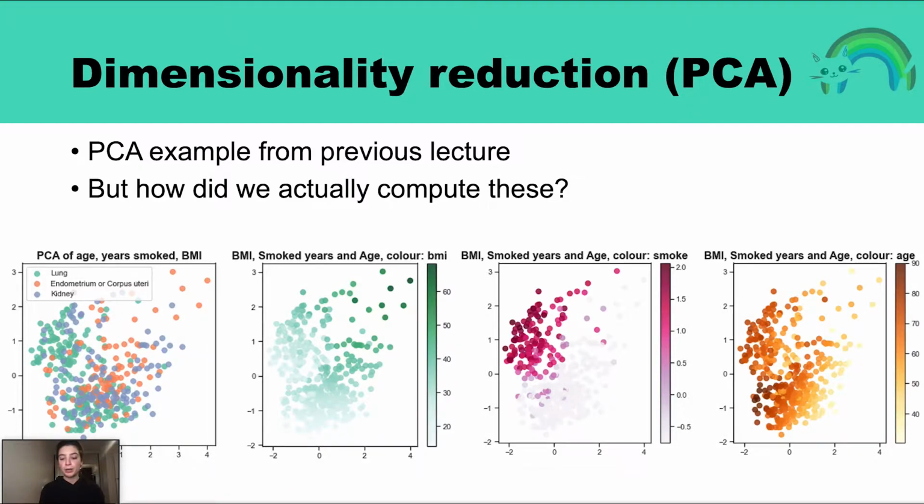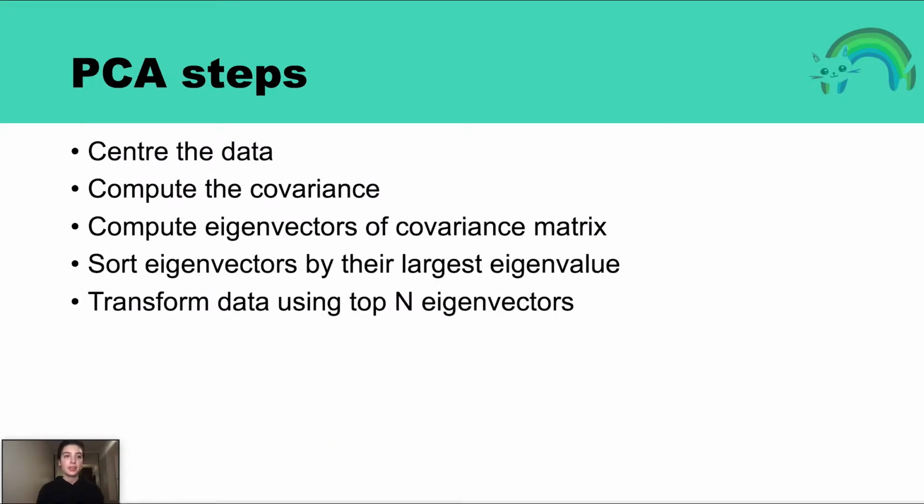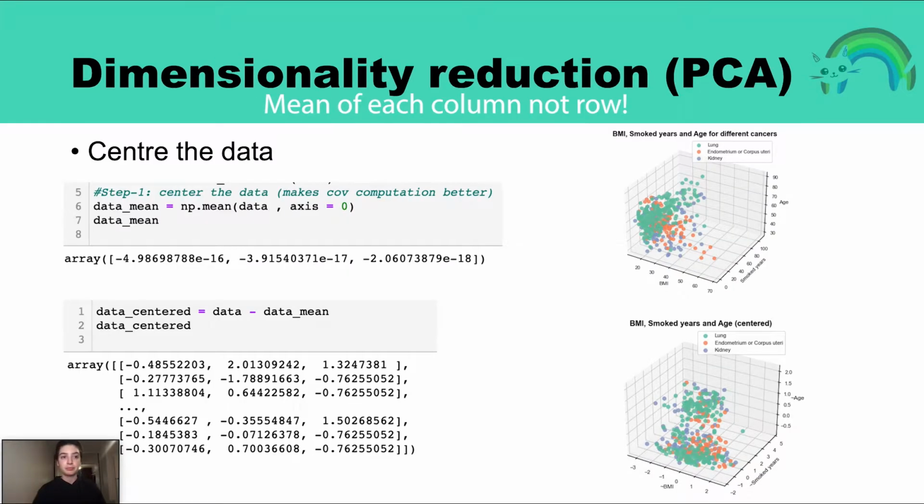And we went through this in quite some detail in the previous lecture, but the question comes, how did we actually compute these? So this is the overview of the steps to PCA, however we'll be walking through each of these in detail. So the first thing is centering the data, then we'll compute the covariance on the centered data, then we'll compute the eigenvectors of the covariance matrix, we'll sort these by their largest eigenvalue, and finally we'll transform our centered data using the top n eigenvectors.